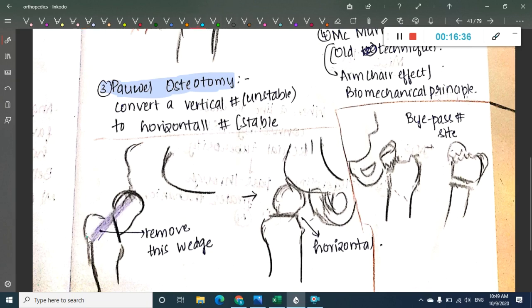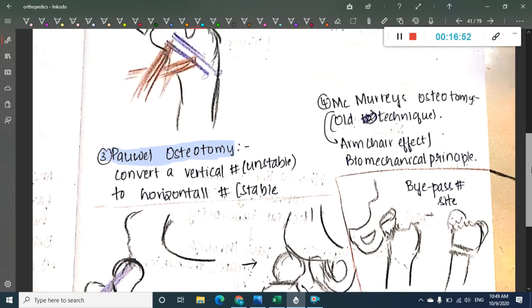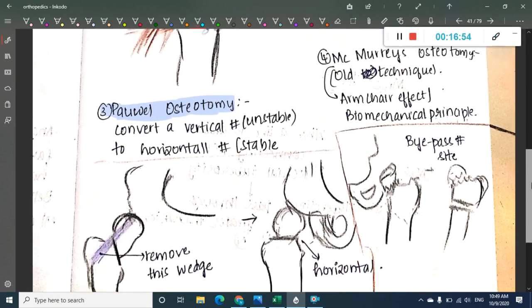We will take this wedge of the bone and then we will remove this. Once you remove this, you will soften it and make it in such a way that the fracture line becomes horizontal. Once it becomes horizontal, it becomes a stable fracture. That is what we do in Powell's osteotomy.